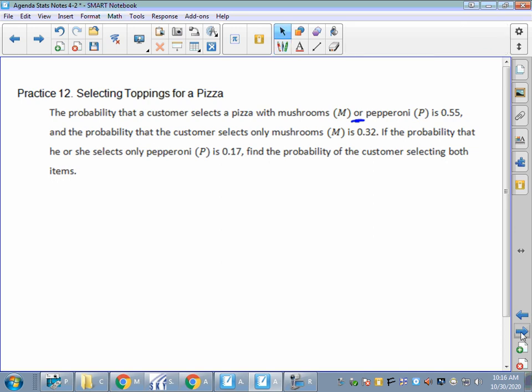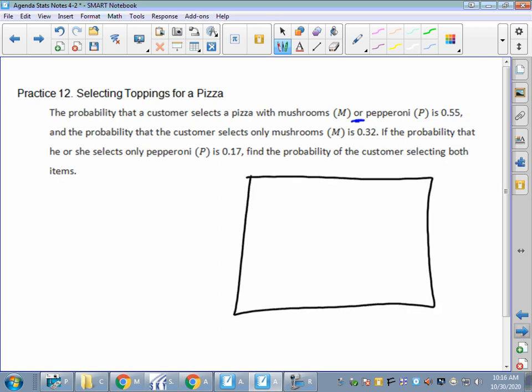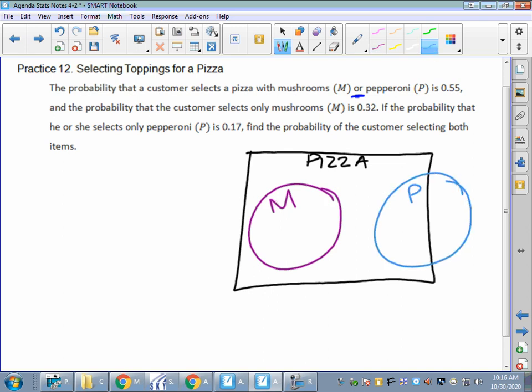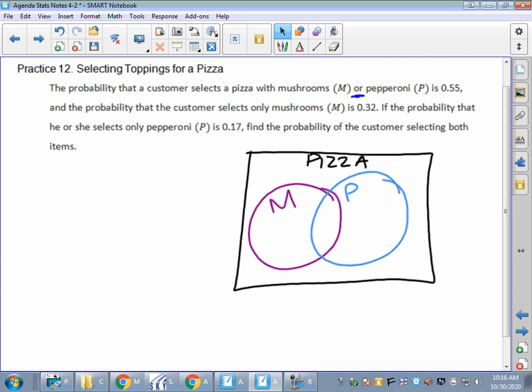It's a lot of words, right? So let's make ourselves a Venn diagram. So this is all pizza land right here. Within that pizza, we could select mushrooms. We could select pepperoni. But you could select both. So we do have an overlap in there because you could have mushrooms and pepperoni on your pizza.